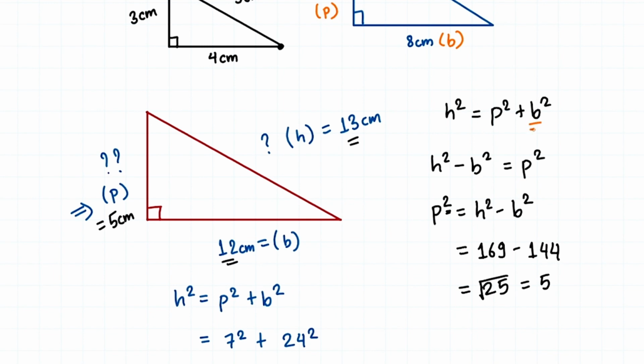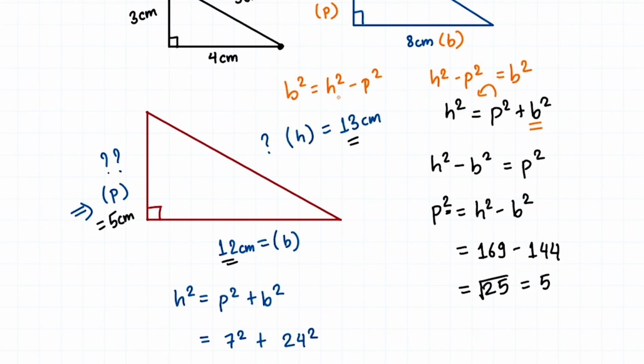Similarly, if you need b, let's say h and p are given, then you move this p to the left side, and it's going to be h square minus p square is equal to b square. And again, you can flip this and write this as b square equals h square minus p square. And again, find the value of b by putting the values of h and p. So we can find the third side of a triangle whenever the other two sides are given, if the triangle is a right angle triangle, with the help of the Pythagoras theorem.